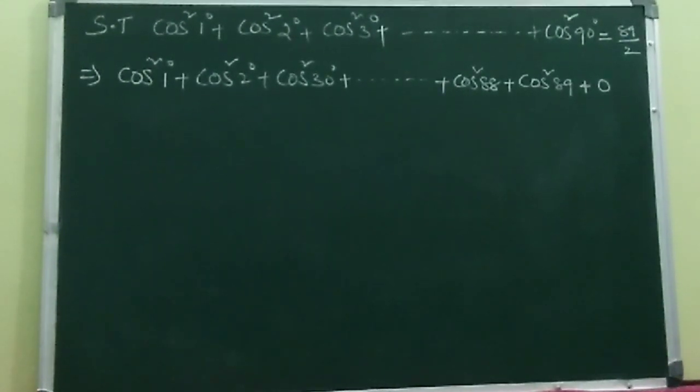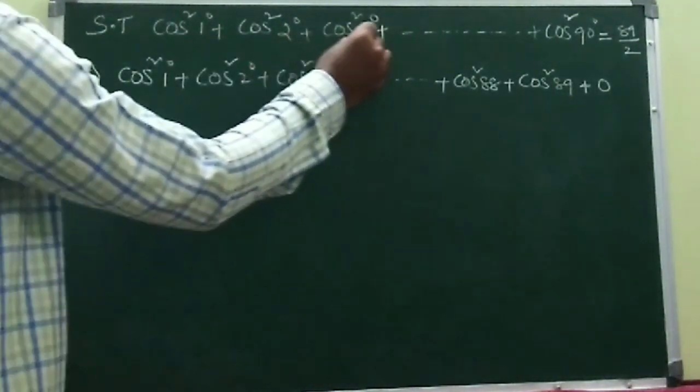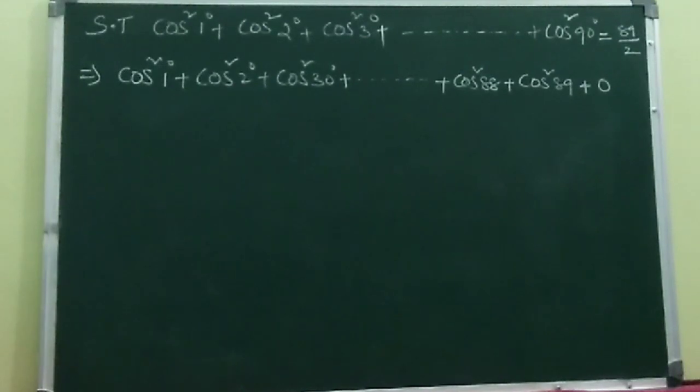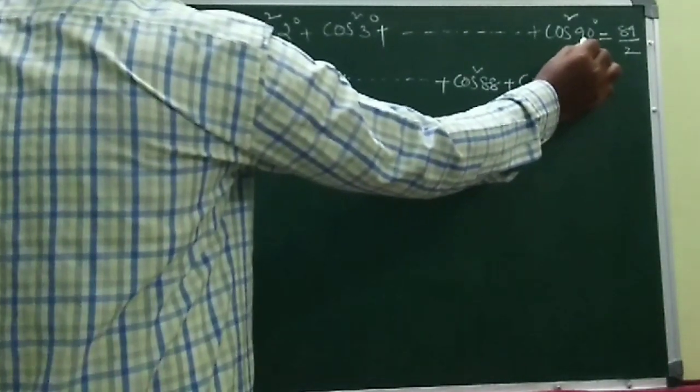Next one. Show that cos square 1 degree plus cos square 2 degrees plus cos square 3 degrees and so on, plus cos square 90 degrees is equal to 89 by 2. In this, my dear, 1 degree, 2 degrees, 3 degrees are not standard values. Actually we don't know the value of cos 1 degree, cos 2 degrees and cos 3 degrees, etc. But the last one we know, cos 90 is nothing but 0.